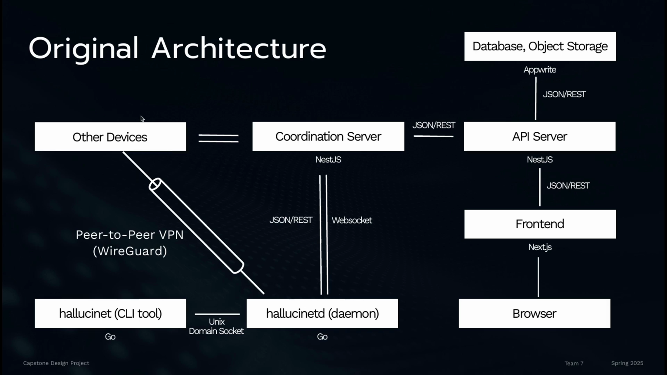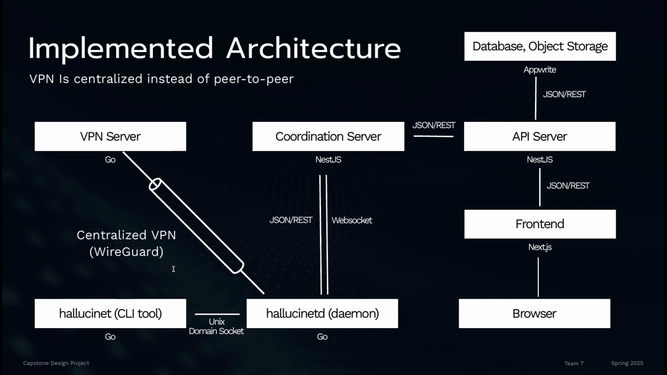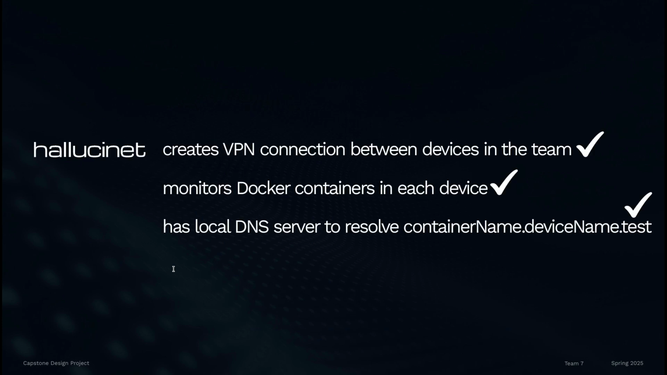Devices can connect to each other using WireGuard VPN, which was supposed to be peer-to-peer. But in our final architecture, we did not use peer-to-peer VPN, and instead we implemented centralized VPN. But we still use WireGuard. So even though our VPN is not peer-to-peer, but it's centralized now, we still achieve everything that we described in our proposal, which is to create VPN connection, to monitor Docker, and to have a DNS server to resolve that name.